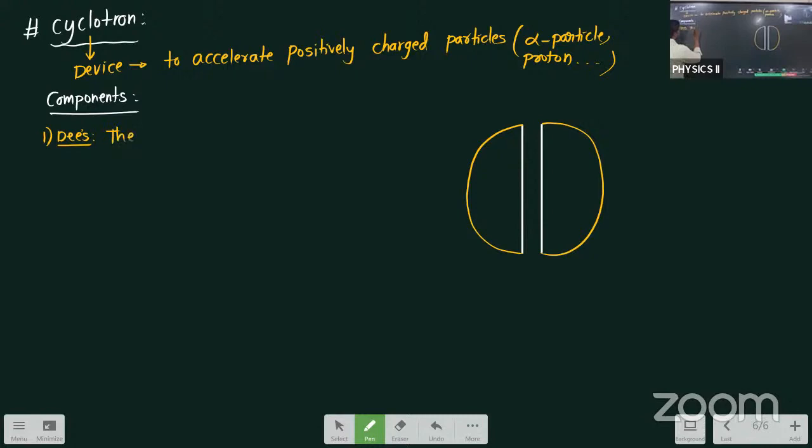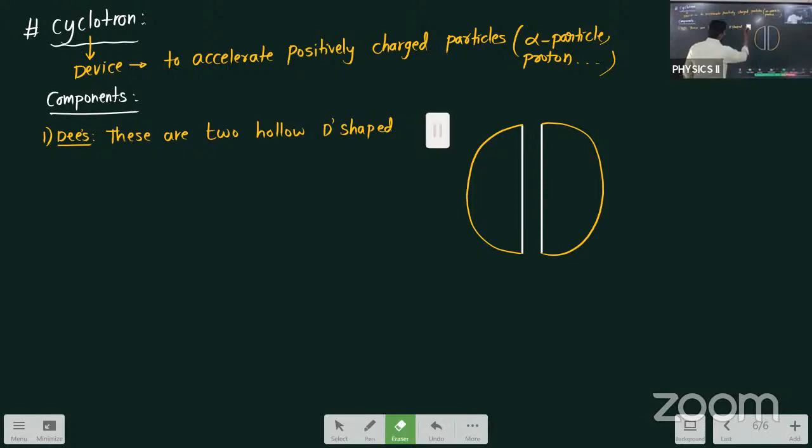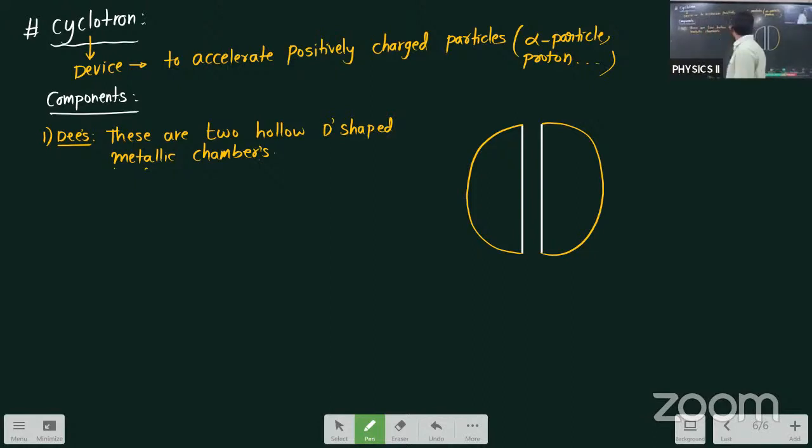So what are Ds and what are they made of? These are two hollow D-shaped metallic chambers. So what is the first component of this cyclotron? Why are we using the cyclotron? Cyclotron is a device which is used to accelerate charged particles. What is the first component we are discussing? The Ds. What are Ds? These are nothing but two hollow D-shaped metallic chambers.